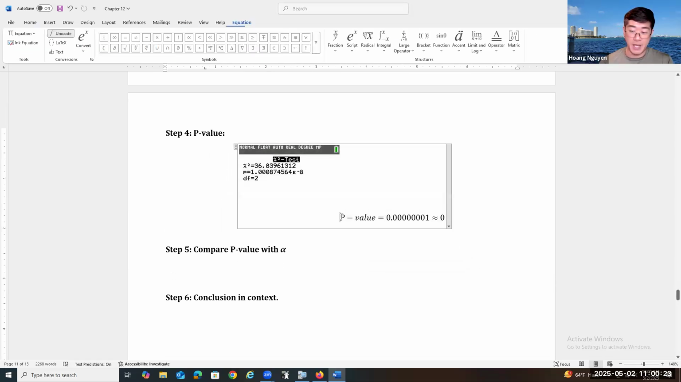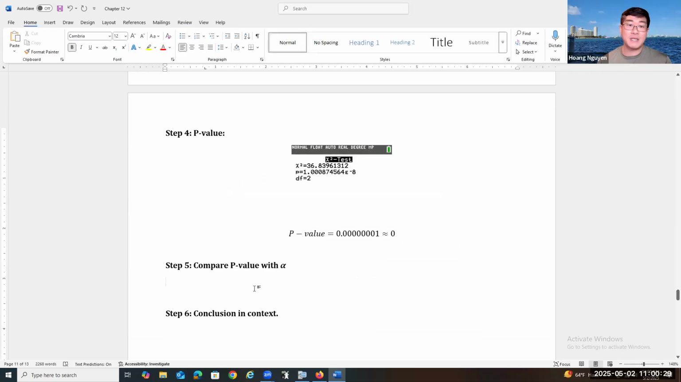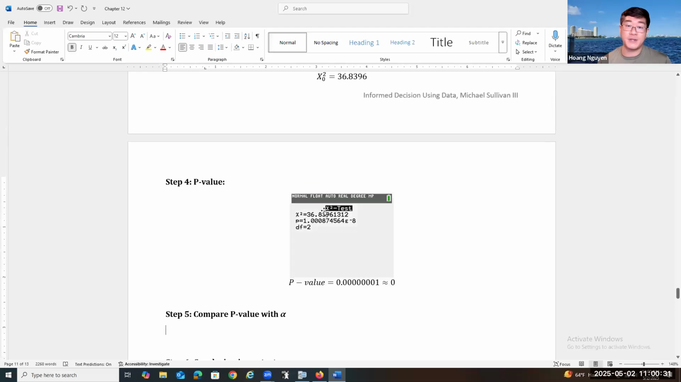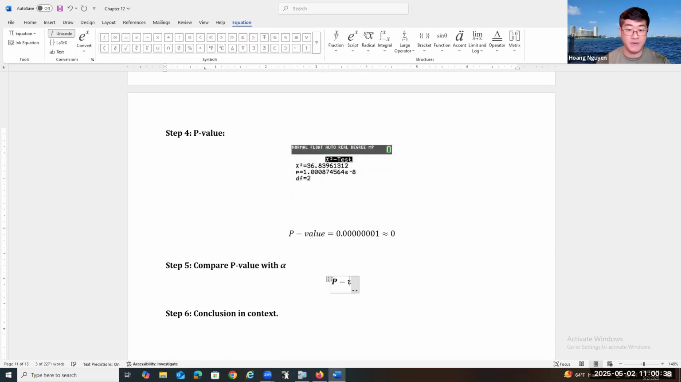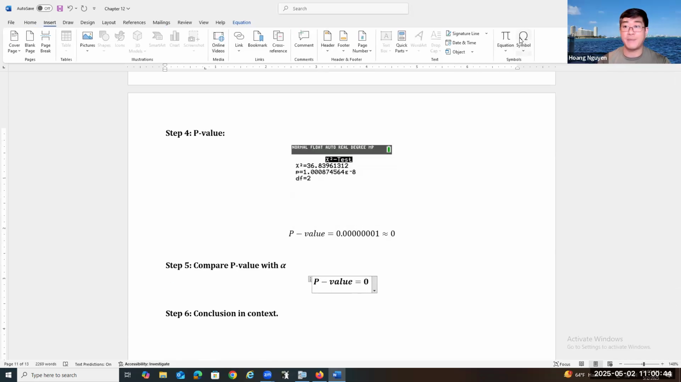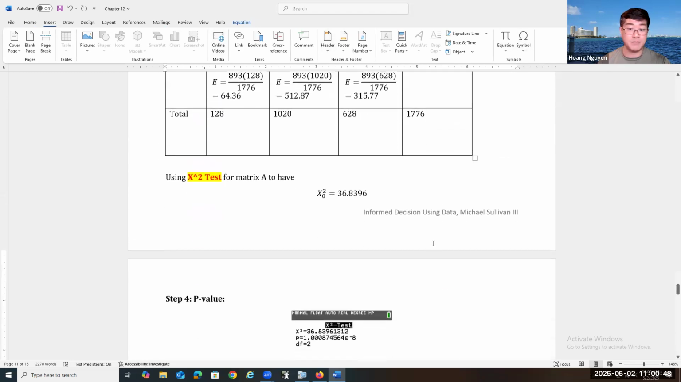Okay, so this is the output that we had earlier. I just show it on the screen in case you want to double check the answer later. So that's going to be step number 4, which is using the shortcut, the chi-square test, to get the answer for the p-value. Now, step number 5, we're going to compare the p-value and alpha then. So the p-value is equal to 0. And then alpha from step number 2, we know alpha is equal to, what is it then? 5%, 0.05.